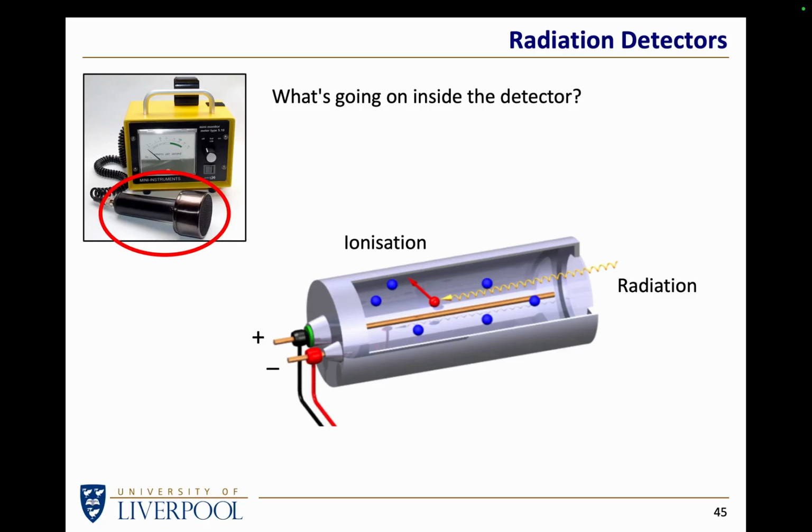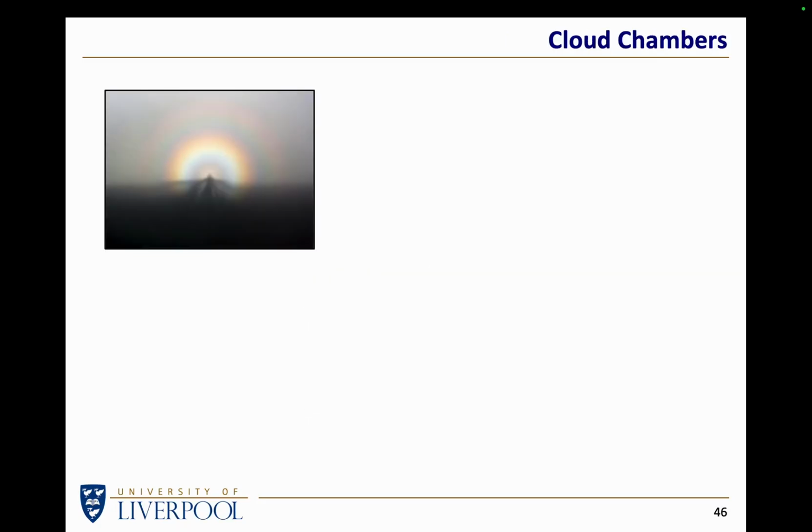We end up with a current flowing, and that yellow box basically just converts the current into a click. And it tells us something has happened, something has arrived. It gives us no other information. It doesn't tell us about the nature of the particle, it doesn't tell us the energy of the particle. It's just something arrived. And that's why they're called Geiger counters, because they're good for counting and knowing how many things have arrived, but not the nature of what it is you were dealing with.